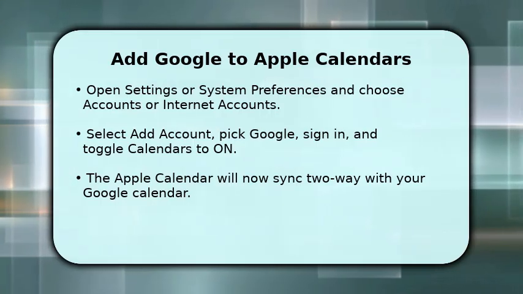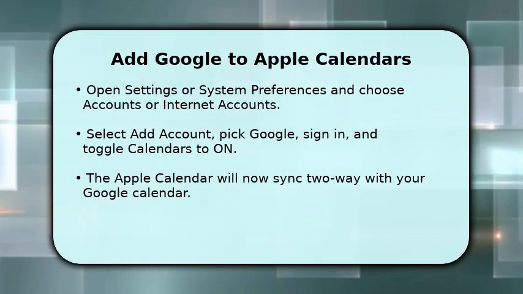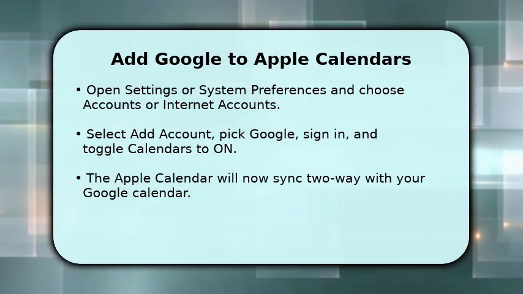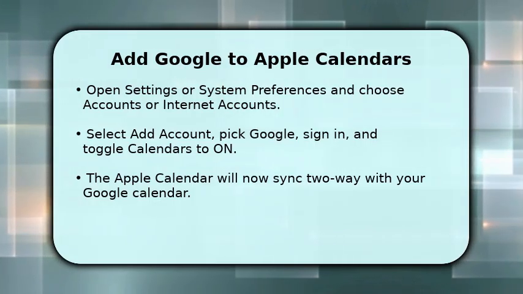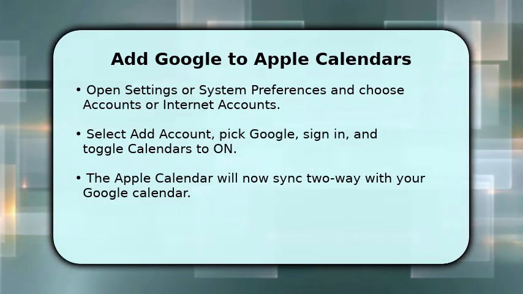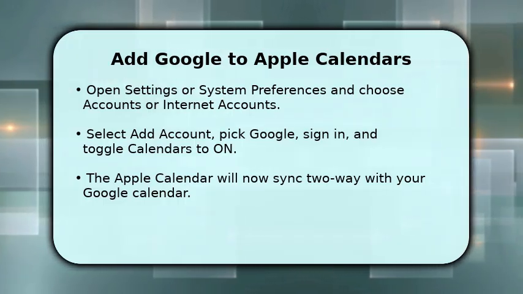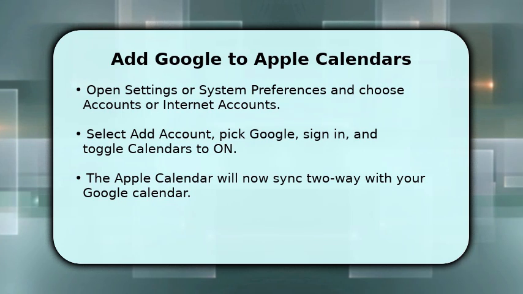Select Google from the provider list and sign in with your Google credentials. If prompted, enter an app-specific password for accounts with two-factor. After signing in, toggle Calendars to On to permit sync. The Apple Calendar app will then import and keep events synchronized two-way with your Google Calendar across devices.